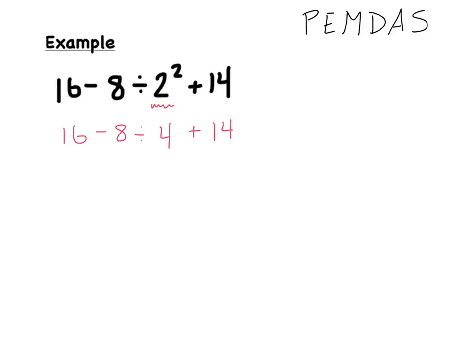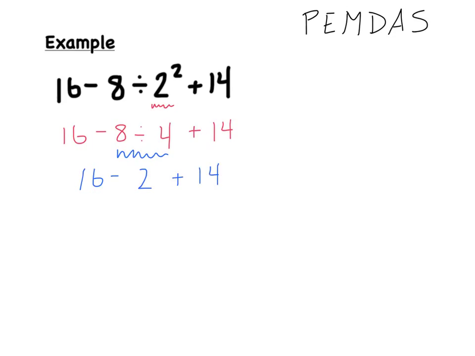Alright, so we completed the exponents. And do we have any multiplication or division? Remember, it's multiplication or division left to right. So if we go left to right, looks like we have some division. So with our division, we have 8 divided by 4. 8 divided by 4 is equal to 2. So from this, we bring everything down. So we have 16 minus 2 plus 14.